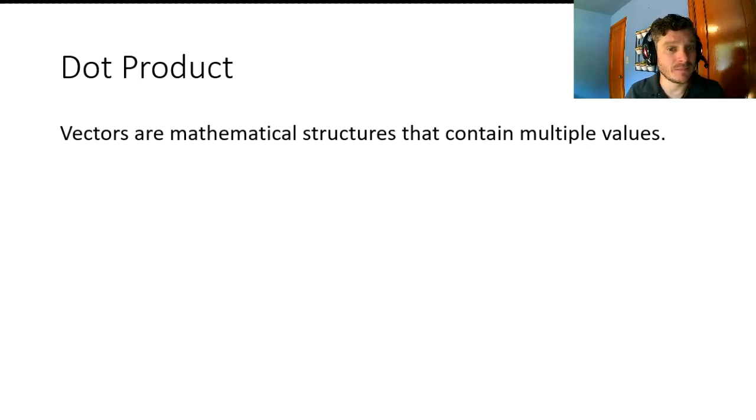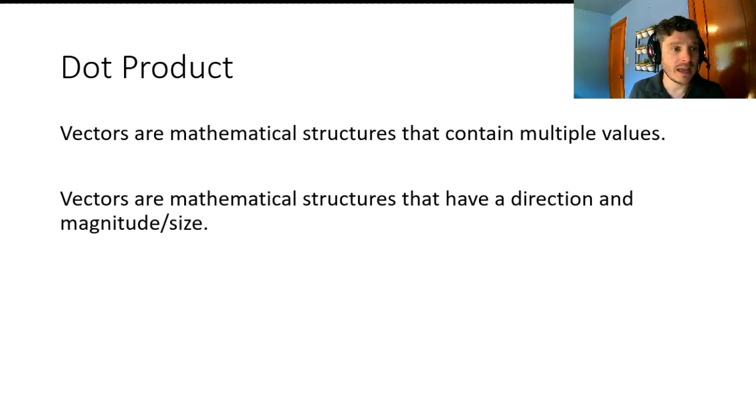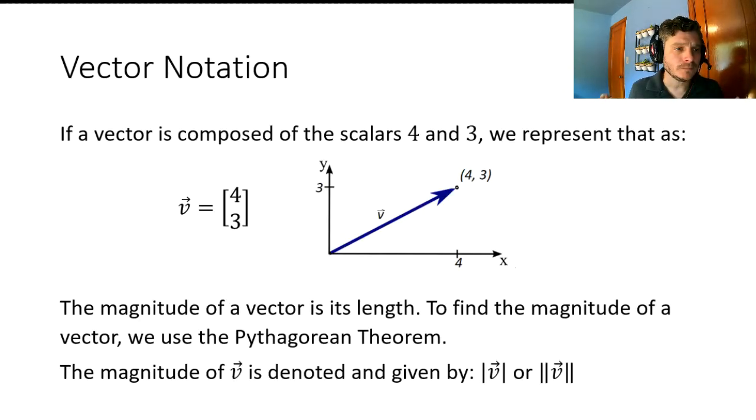Like I said in my previous video, vectors are mathematical structures that contain multiple values. In terms of math and physics, they're structures that have dimension and they have magnitude or size. If you remember back, we covered this in my first video. If you have a vector composed of the scalars 4 and 3, we represent that either in matrix notation with the square brackets or as an arrow in space that points to the ordered pair 4, 3. The magnitude of the vector is its length, and considering it as that arrow is much more conducive to discussing the magnitude.